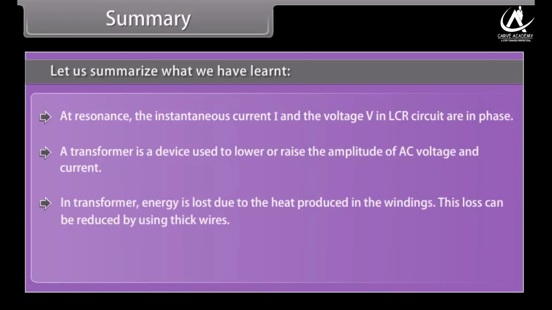In transformer, energy is lost due to the heat produced in the windings. This loss can be reduced by using thick wires. The use of soft iron core limits hysteresis loss and flux leakage.